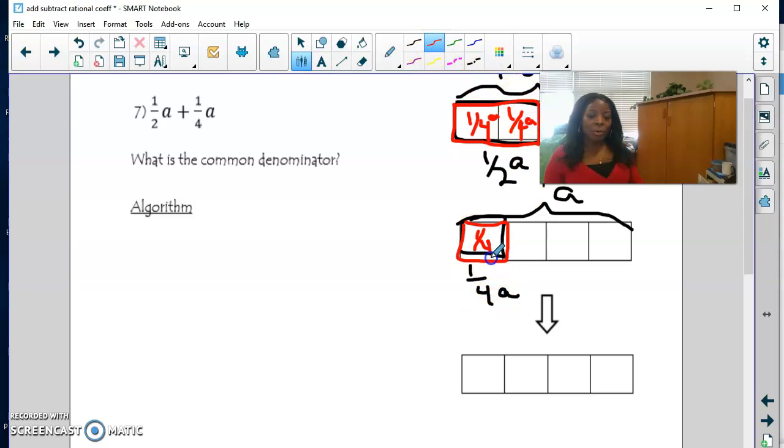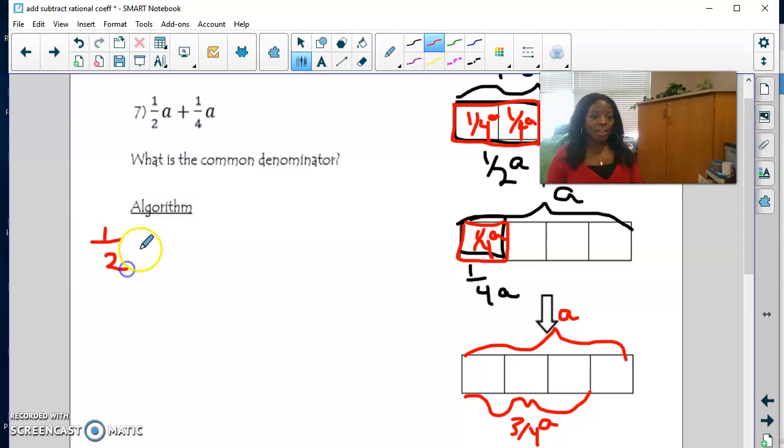And how many fourths do we have of A? 3/4 of A. So the total is A. That's our total bar, 4/4. But when we add it together, we get 3/4 of A. All right. So 1/2 of A.